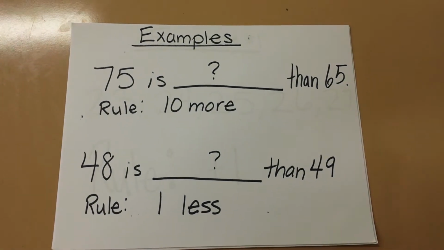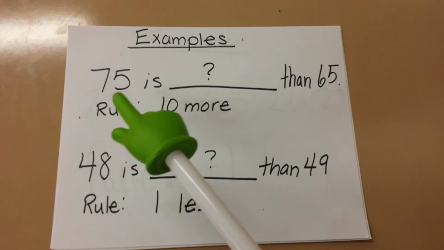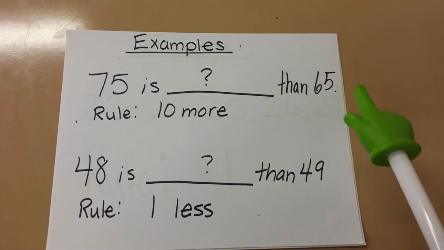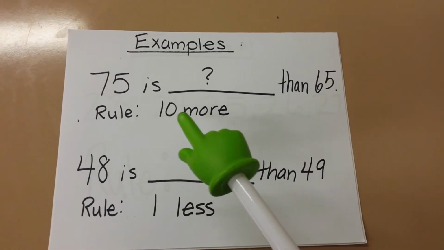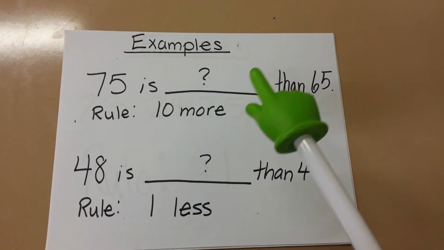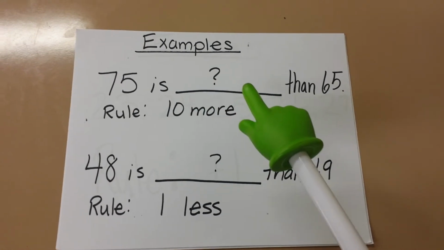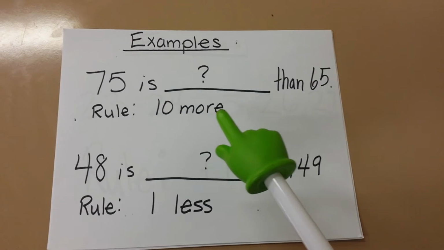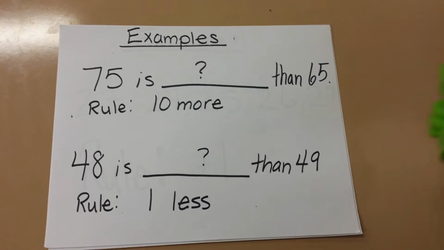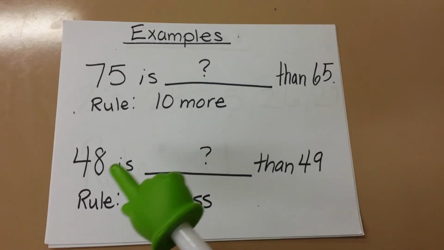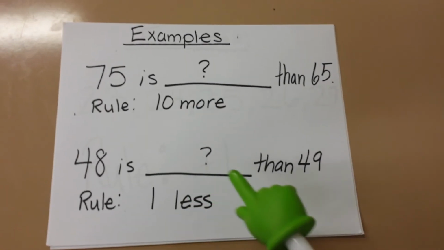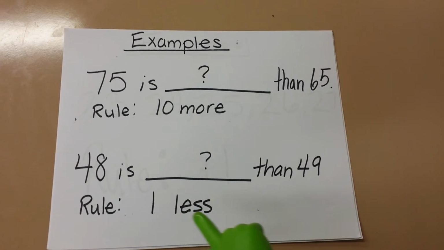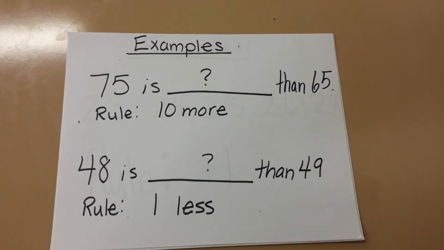Here's an example of sentence form. 75 is blank, then 65. The rule was 10 more. They would write 10 more in here. This is the only time when they would write this whole thing out. Otherwise, when it asks you for the rule, it would be +10. 48 is blank, then 49. 48 is 1 less than 49.